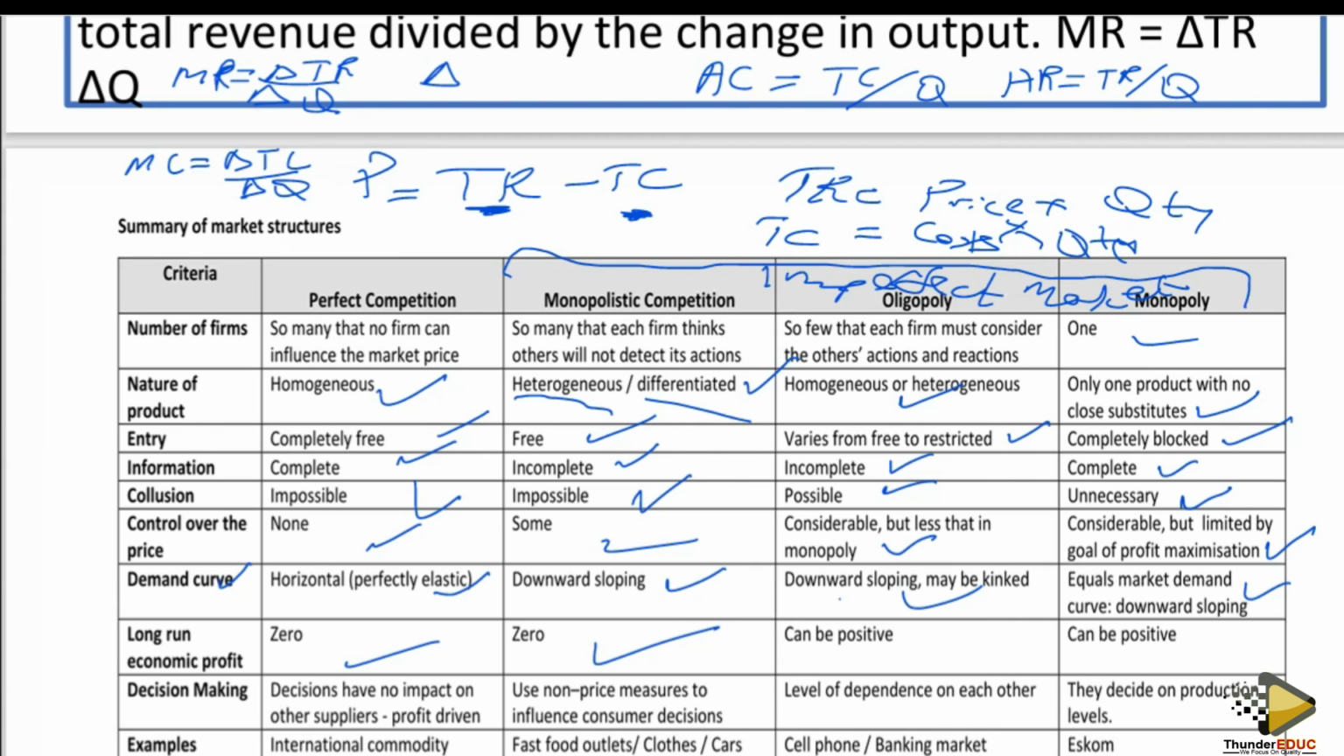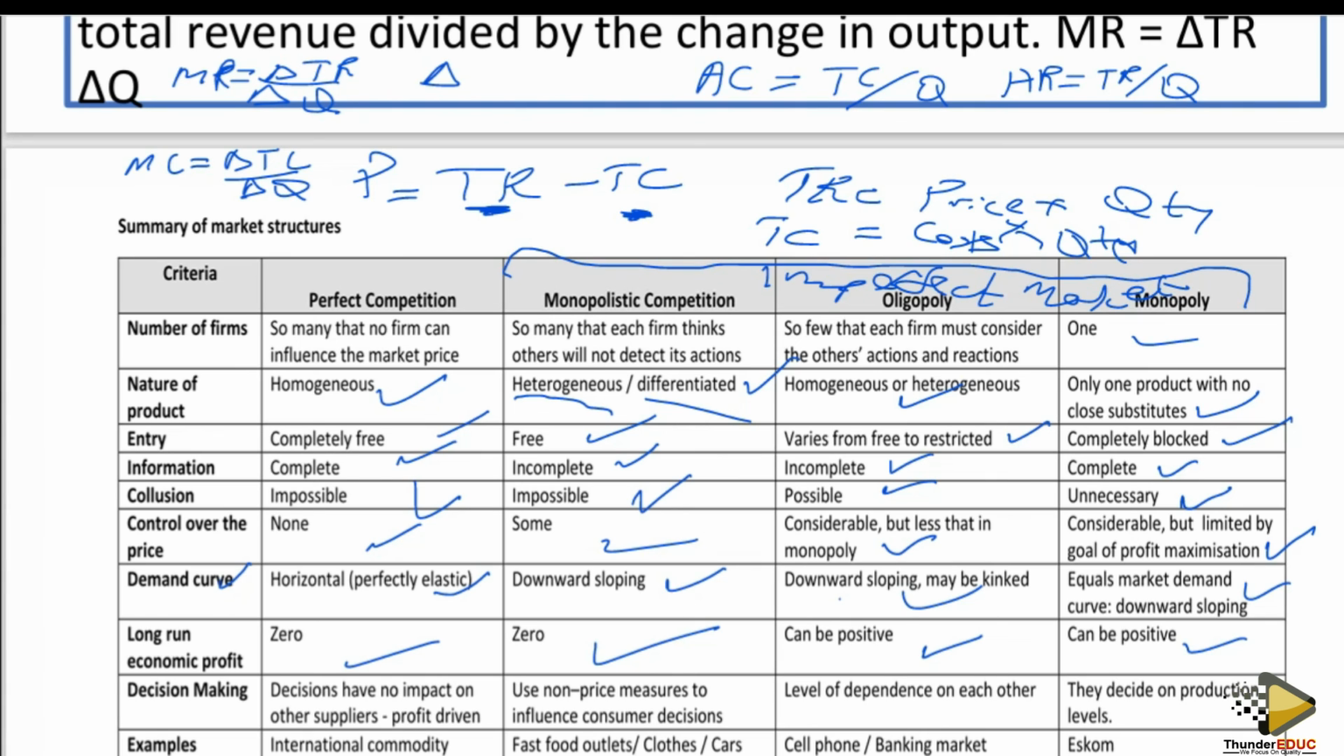Also in monopolistic competition, in the same manner, in the long run, businesses are going to make a normal profit. They are not going to make economic profit. Now we also have oligopoly, where we are saying it can be positive. It means that in the long run, you still make economic profit. And also under monopoly, in the long run, you still make some economic profit, because there isn't that large a number of competitors.